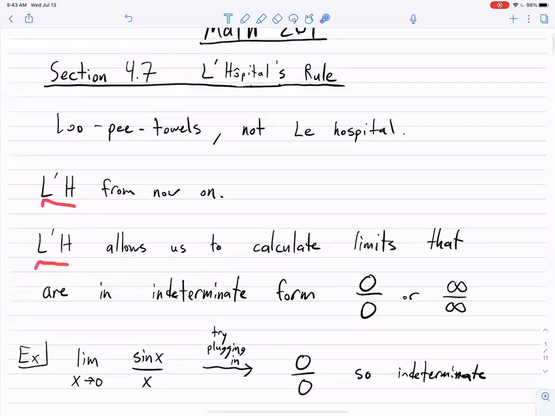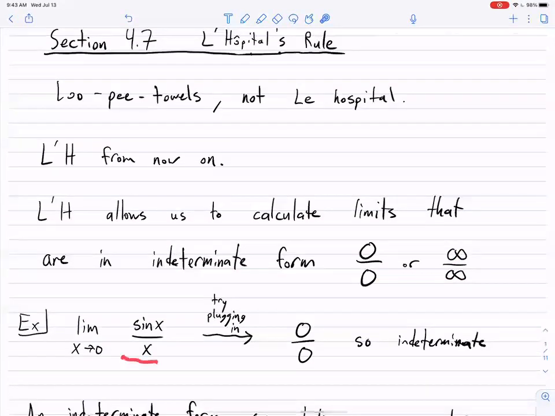And so what L'Hopital does is it allows us to calculate limits that are in indeterminate form. So 0 over 0 or infinity over infinity. And so you'll remember from before that when we had 0 over 0 or infinity over infinity, we had to do something special, either some algebraic trick or something like this, where we had to use geometry and a lot of really interesting stuff to get this limit.